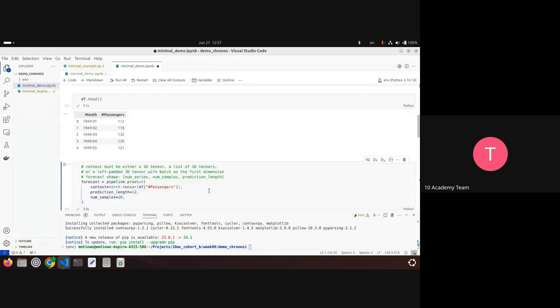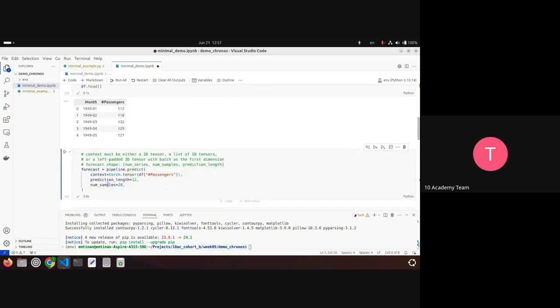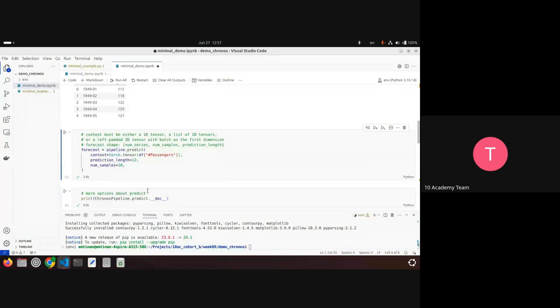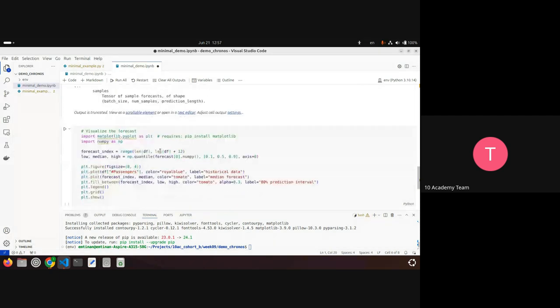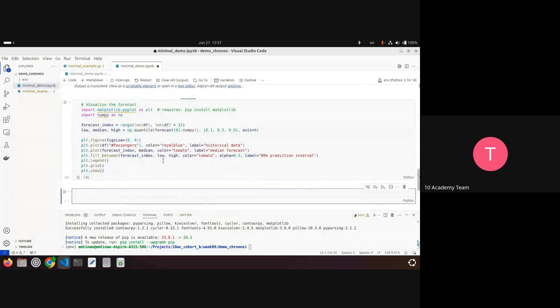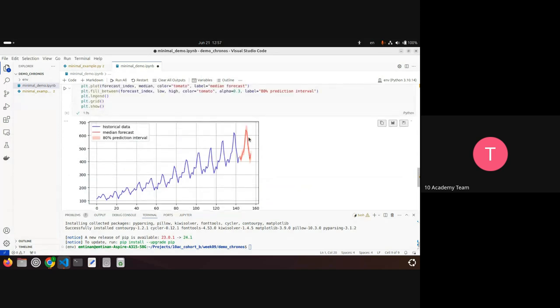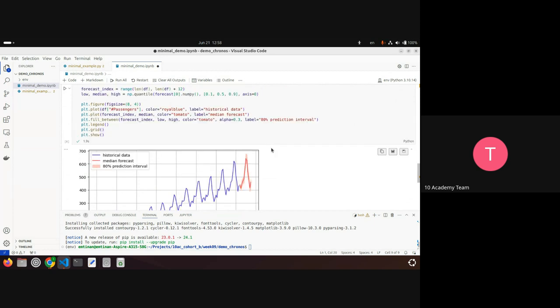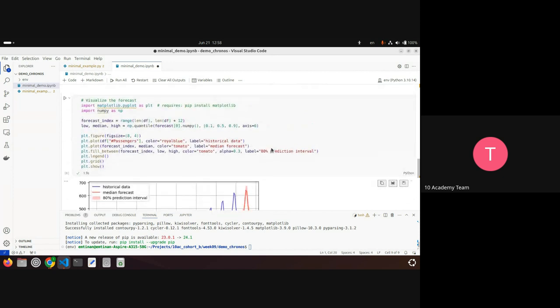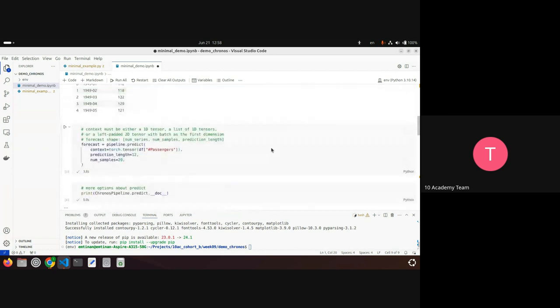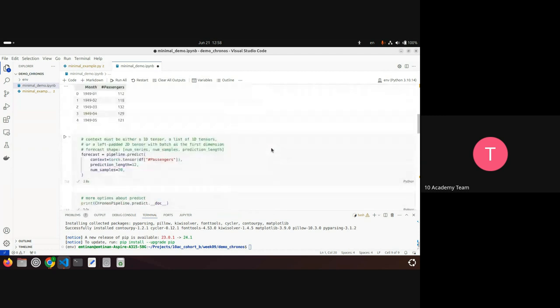Basically here you predict, and there are different parameters you can pass, like the prediction length and the number of samples. It's just to show, let's see, okay, it works. See the prediction. So this is what you get, an 80% prediction interval. It's simply how it works, and it's very simple to use.